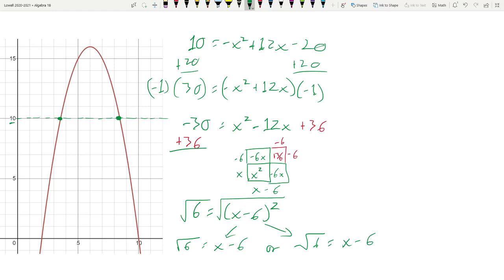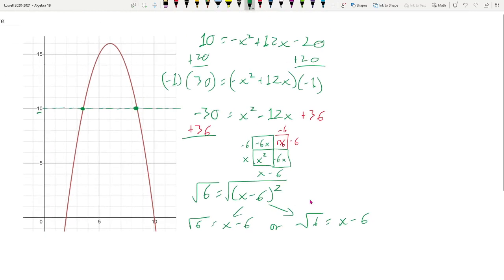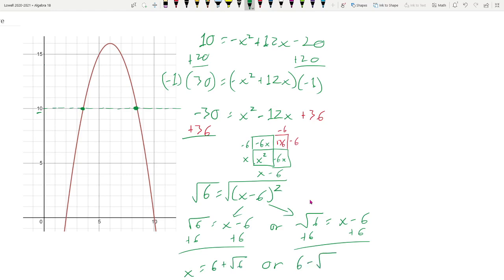Okay. Now that we have this, we can solve, and eventually we will get a decimal approximation here, but we'll do that by adding 6 to both sides. Plus 6 here, plus 6, and plus 6. And you'll get two answers. You get either x is equal to, so I usually put the square root second in the expression, 6 plus the square root of 6, or 6 minus the square root of 6.